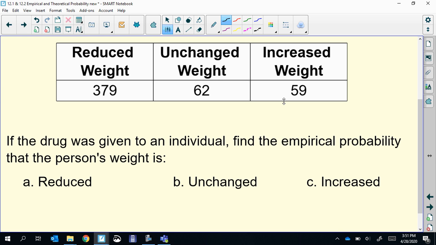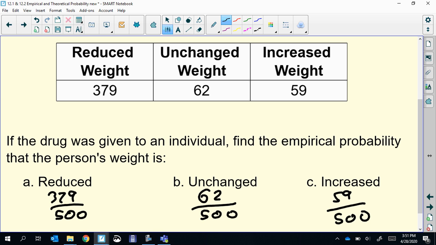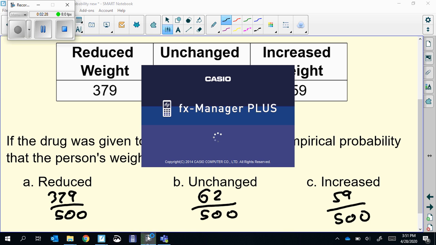So first, these numbers should add up to be 500 because everybody should have either lost weight, had no change, or gained weight. So for the probability that they reduced their weight, we take how many people were reduced divided by how many people total. For unchanged, we take how many people remained unchanged divided by 500 people total. And for increased, we take the 59 people divided by 500 total. Then we can get our calculator ready.